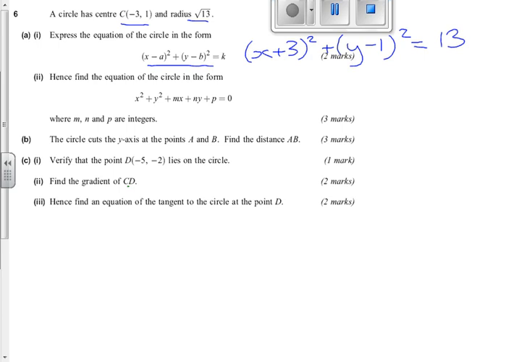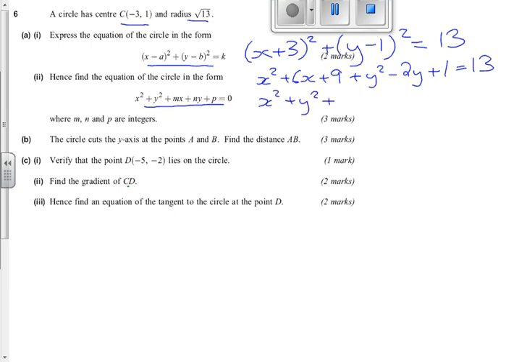Well, part 2, we've got to write it in the long form, so that means multiplying all of this out and then tidying up what we get at the end. So we've got the x squared, we've got the y squared, 6 x's, 2 y's, and here I've got 10, take away 13, so I've got minus 3. So there it is in its long form.